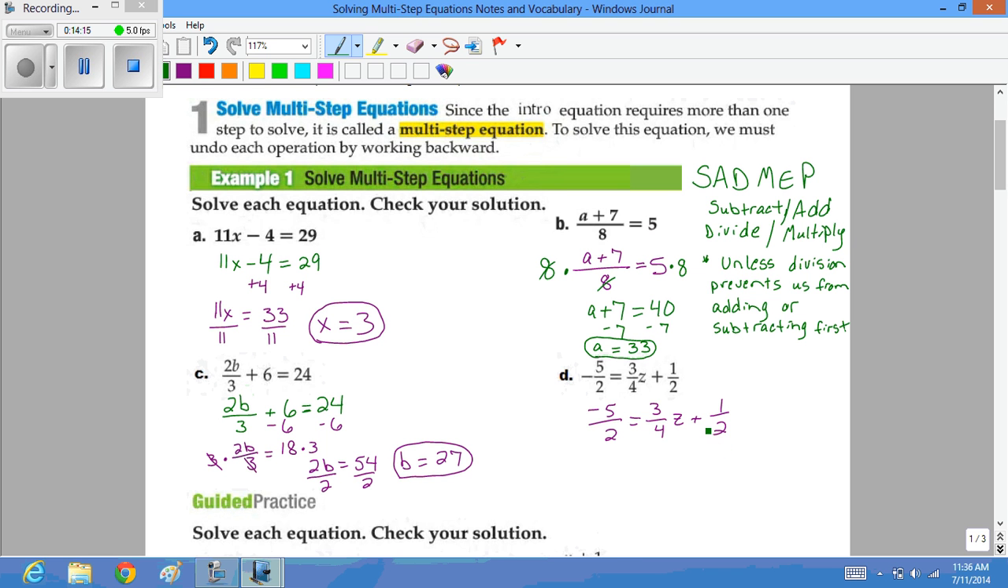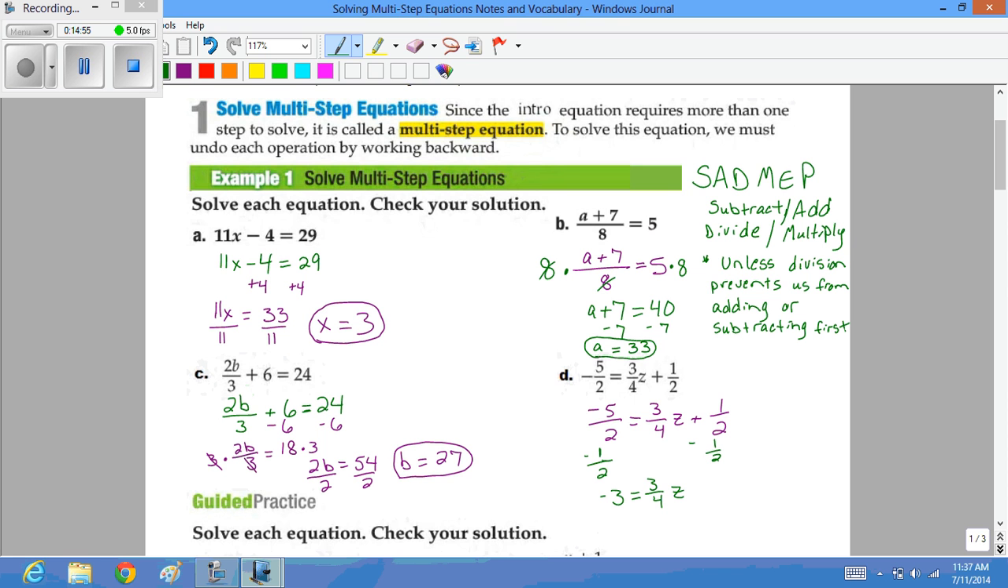I'm going to look at what I have. I am adding a 1/2 here. Working backwards, I have to get rid of that. So I'm going to subtract 1/2 from each side. And don't get scared that we're dealing with fractions because look at this. -5/2 minus a 1/2. Since I'm adding the opposite, that's -5 plus a -1, which is a -6/2. So see that as division. -6 divided by 2 is -3. So we end up with -3 on that left side equals 3/4 z.